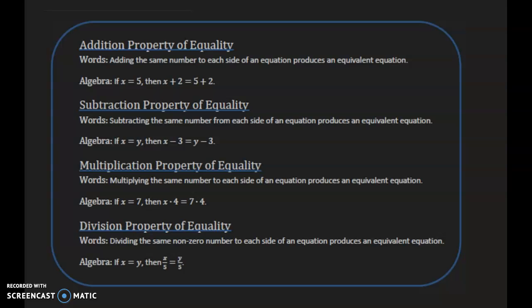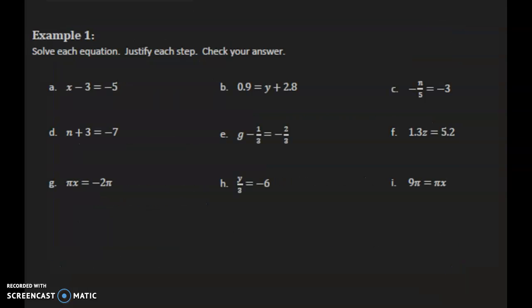Properties of equality are math rules that help us solve equations. Basically, what you do to one side of the equal sign, you must do to the other. We are going to complete a few examples. Let's look at example A.